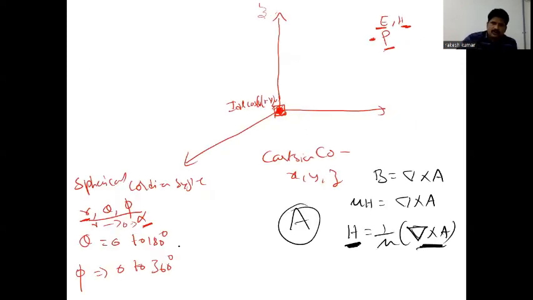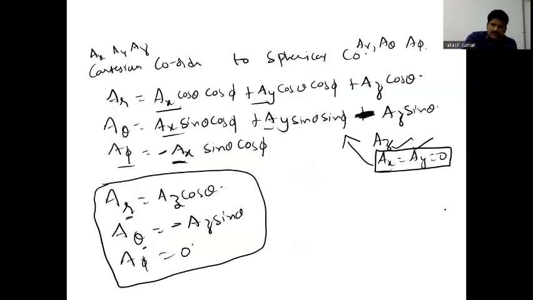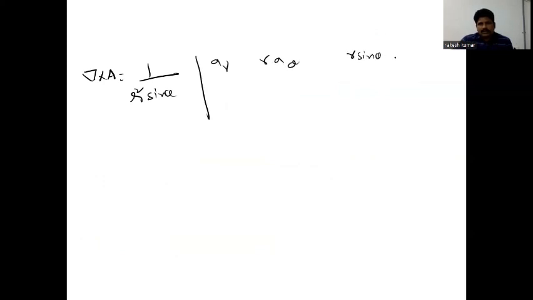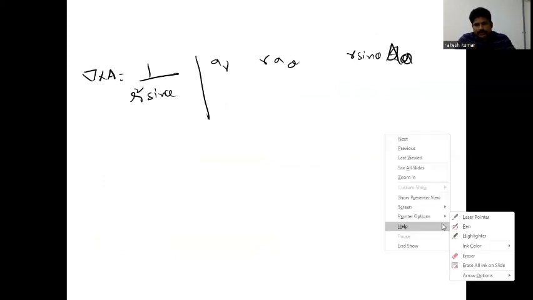Now what you want to do is calculate del cross A. So what is the formula for del cross A in the spherical coordinate system? It is 1 by r square sin theta into a determinant of unit vectors. If you understand this clearly, you can easily write it.